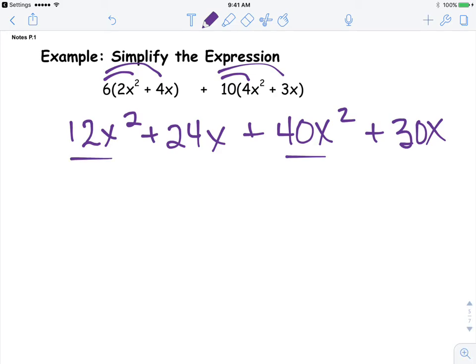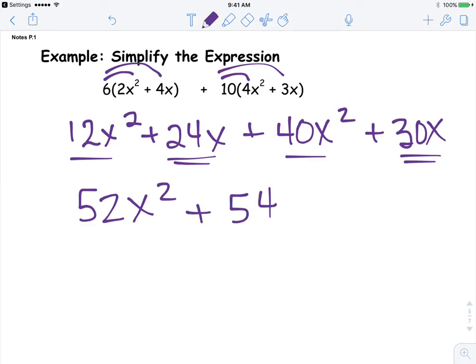So these are our first pair of like terms: 12x squared and 40x squared is 52x squared. Then we have our next pair of like terms, the 24x and the 30x, which will add to give you 54x.